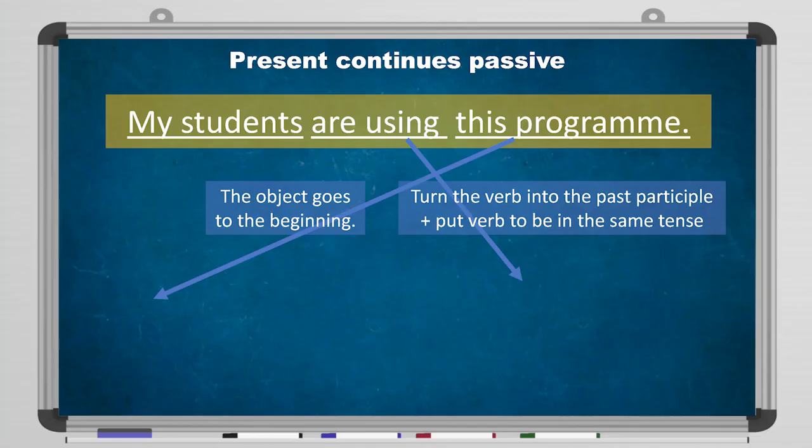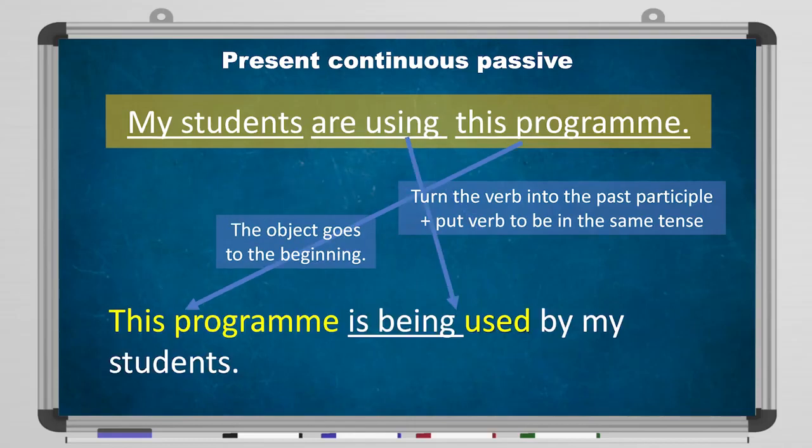The present continuous. The same thing applies. My students are using this program. Let's bring the object to the beginning, look for a suitable verb to be, and turn the verb into past participle. Let's take a look. This program is being used by my students. Look how I used the word being. Why do you think I used it?